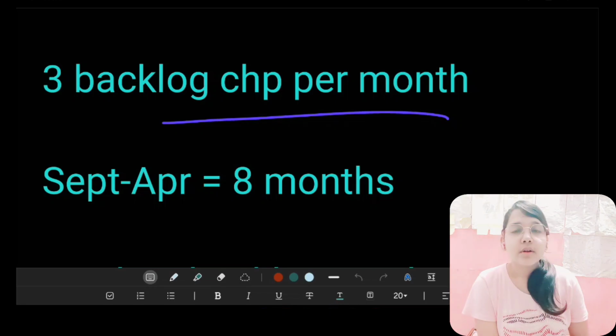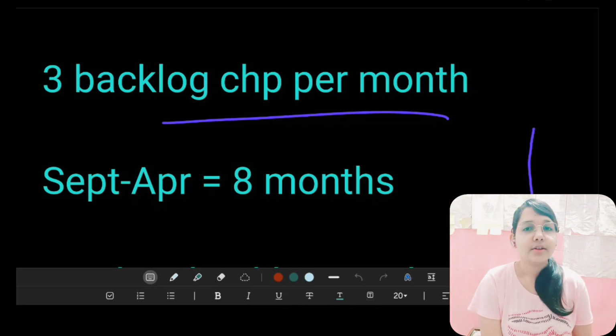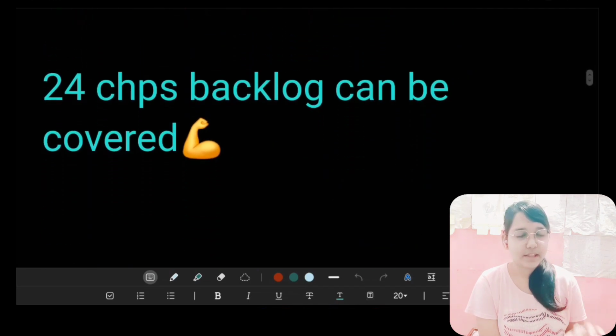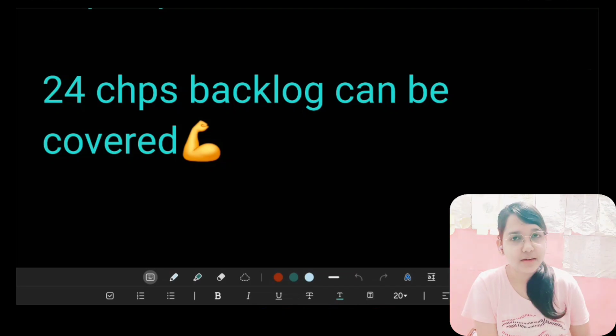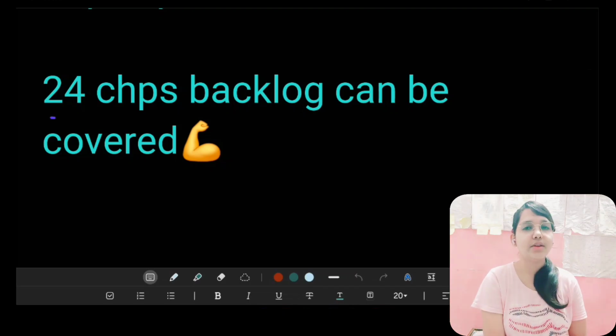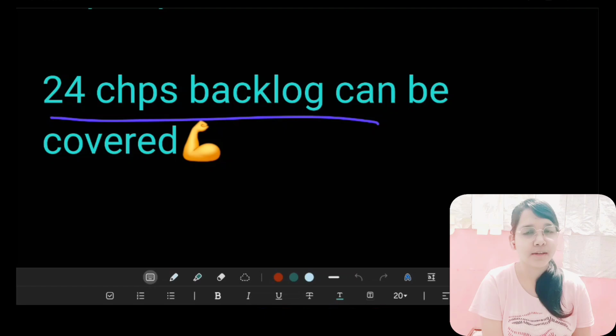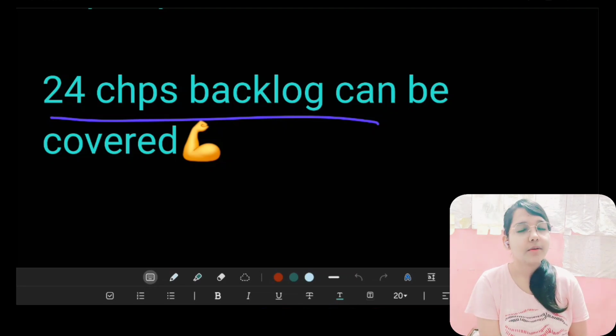So if you follow this routine, you can complete 3 chapters within a month and 24 chapters within 8 months. Your 24 backlog chapters can be covered within 8 months. 24 chapters are a huge chunk. If anyone had 24 chapters, you'd be stressing a lot about how to complete them, how to finish them before NEET 2025 or maybe 2026. But following this plan, you can finish your 24 chapters and you will not even know how you did it so fast.